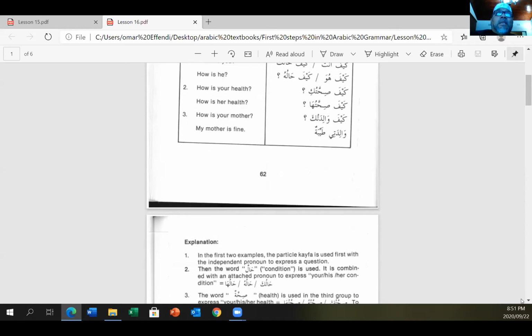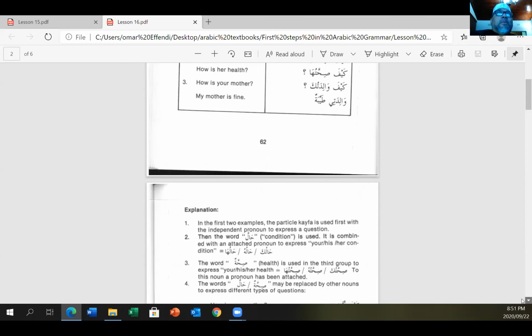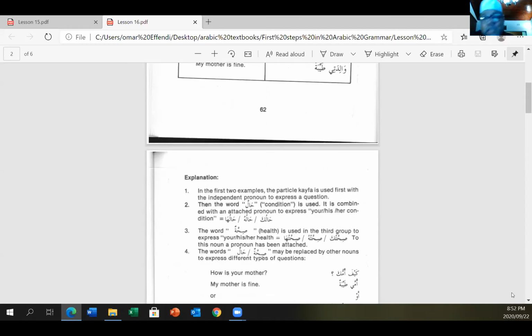that is just the introduction. Let us read quickly what they say with regards to us getting an understanding. In the first two examples, the particle kaifa is used first, importantly, the independent pronoun to express a question. So when you ask a question, kaifa, ma, man, how, all of those are asking a question, and you always find, as I mentioned, that when a question is asked, these particles are at the beginning of the sentence.